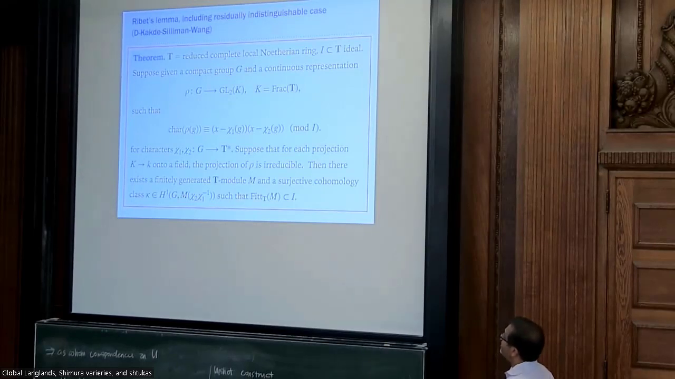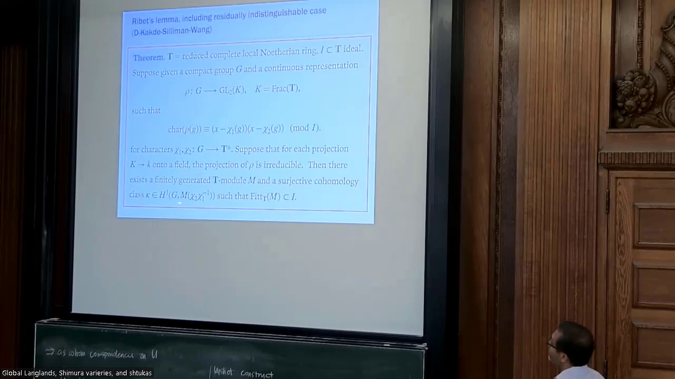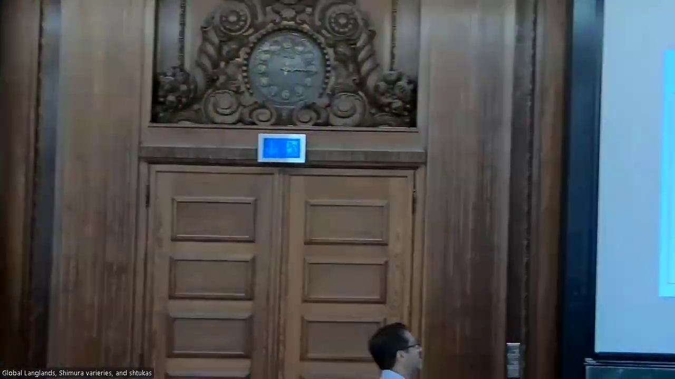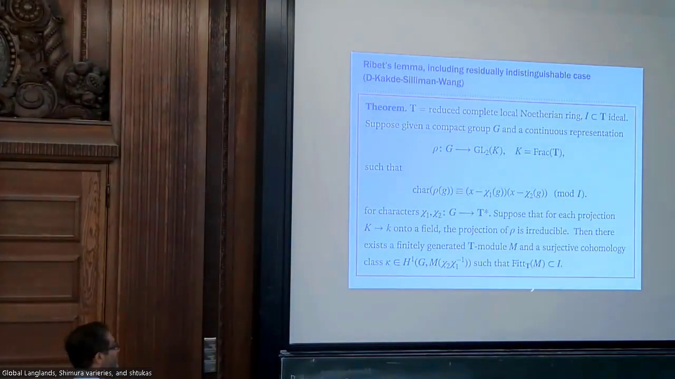then the theorem is that there exists a finitely generated T-module M and a cohomology class valued in M on which the group G acts via the character chi2 chi1 inverse, such that the Fitting ideal of M is contained in I. I'll define Fitting ideals in a moment, but basically this condition means that M is large. It's as large as T mod I in some concrete sense. Okay, so you think of T as being Z_p and I as being an ideal generated by p to the n, then that's saying that this M has size at least p to the n, basically.